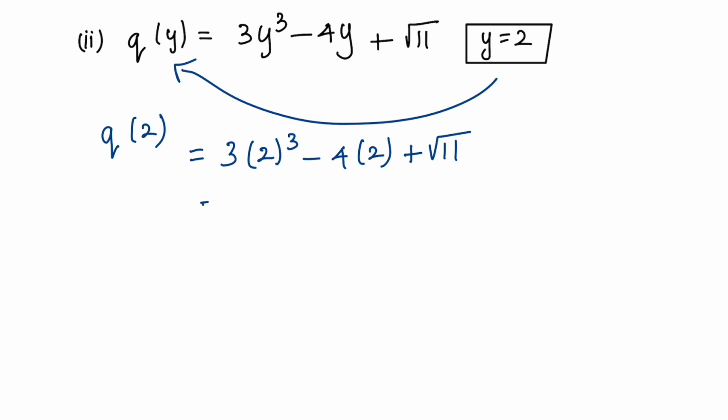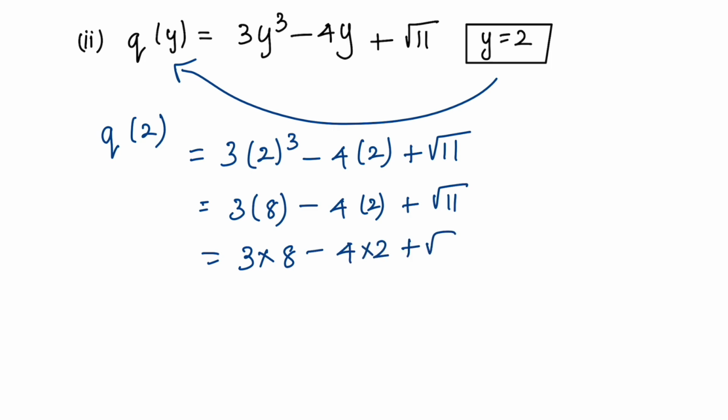Right. Now to the next step, so 3 into 2 power 3 gives you 8, right? And 4 into 2, obviously there is nothing there to simplify. Now in the next step you are going to multiply these. So 3 into 8 minus 4 into 2 plus root 11. So that gives you 3 times 8 is 24 minus 4 times 2 is 8 plus root 11. Okay, so 24 minus 8 gives you 16 plus root 11, and that is the answer to this question.